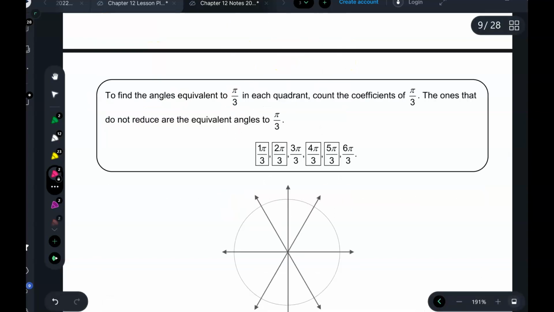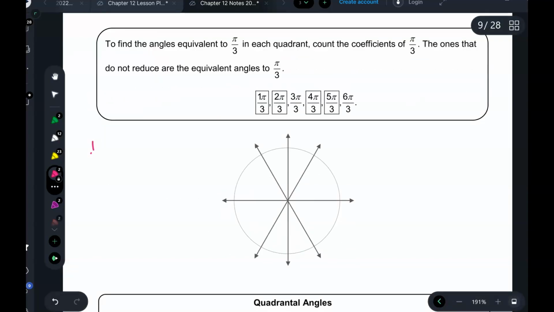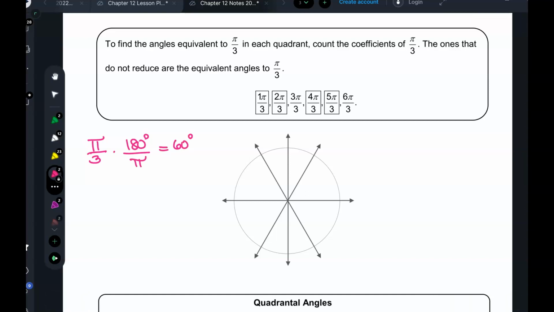Okay. Let's continue to explore. Pi over 3 is going to be how many degrees? Is 60 called a quadrantal angle? Yes, the 90 ones are quadrantal angles. Did you look ahead? Or you remember it? Okay. All right, pi over 3.